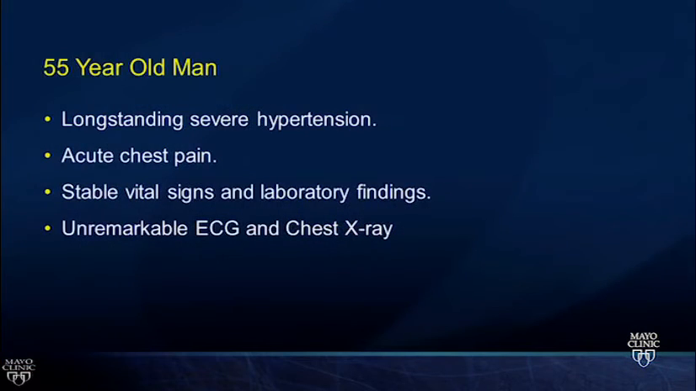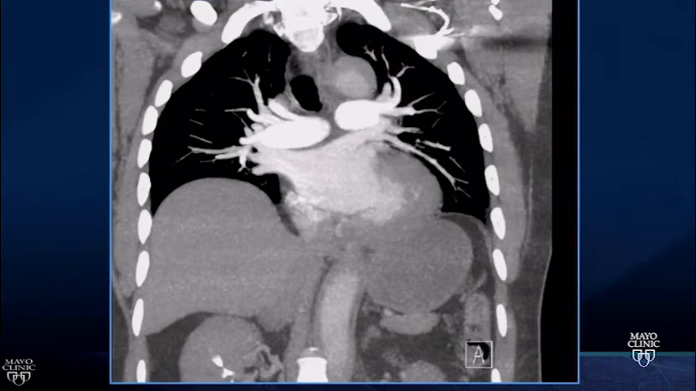All right, we'll go on to the next question. It's a 55-year-old man with long-standing severe hypertension. He's got acute chest pain, stable vital signs and laboratory findings. He has an unremarkable ECG and chest X-ray. We get a CT scan that looks like that. Look at it for a moment. Take it all in.